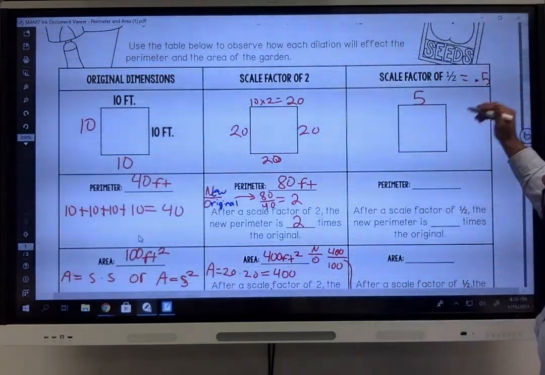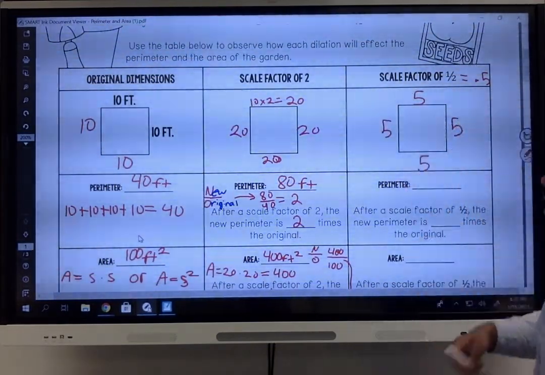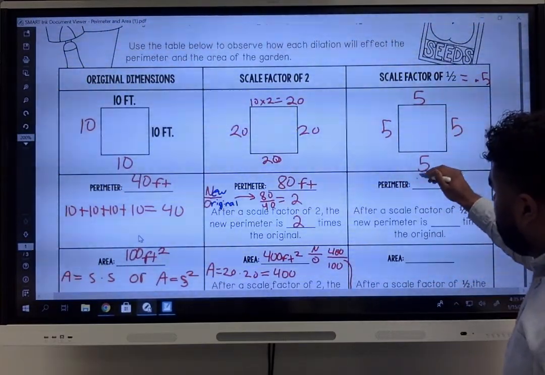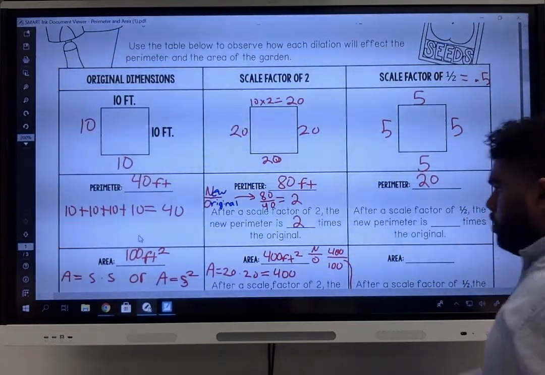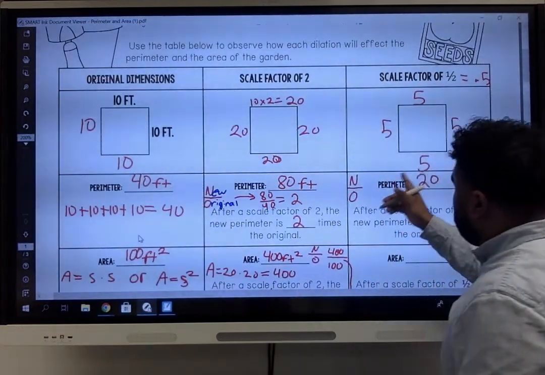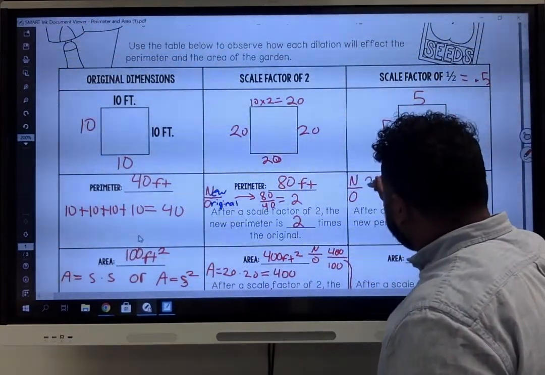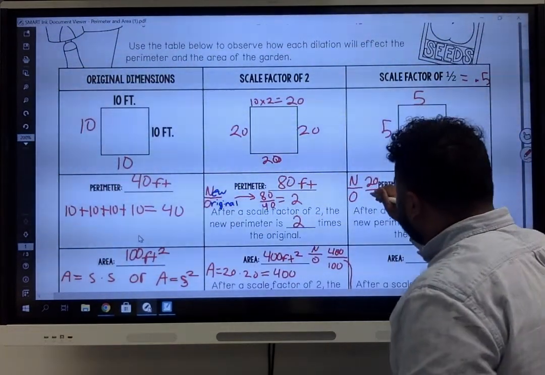Again, it's a square, so the sides are going to be the same all around. Perimeter, we're going to find by adding up all these side lengths. So 5 plus 5 plus 5 plus 5 will equal 20. After a scale factor of 1/2, the new perimeter is blank times the original. How do I find that out? We do new over old. What's our new perimeter? It's going to be 20. So we do 20 divided by old, which was 40.